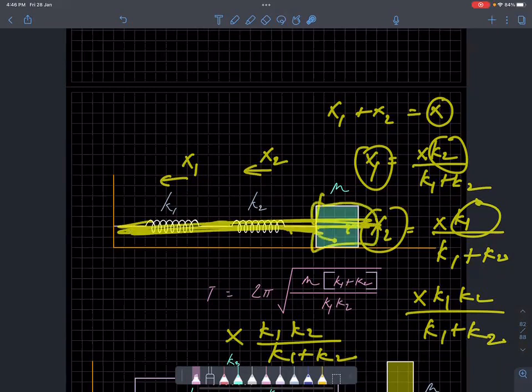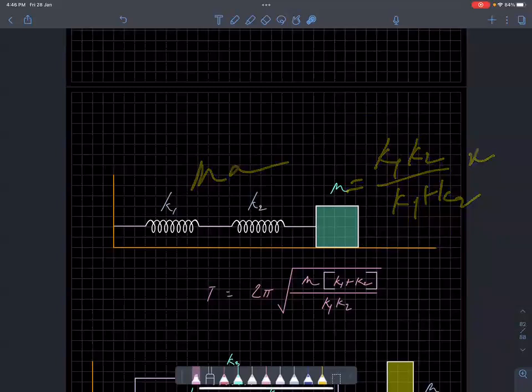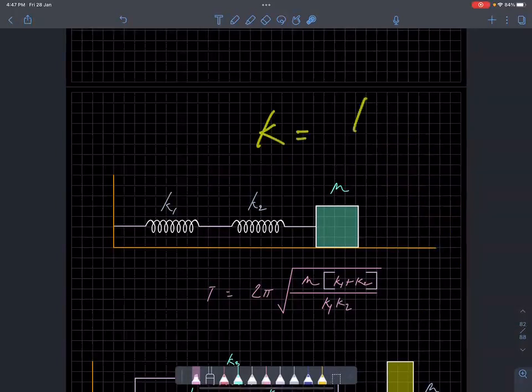That same force will act on this mass, which is how much? K1 K2 by K1 plus K2 into X, which is equal to MA, and a minus sign also will come because it is a restoring force. So here you can just see what omega is. Basically K is overall K1 K2 by K1 plus K2. Agreed? When springs are in series. So in place of K, I'm writing K1 K2 by K1 plus K2, and it will come out to this.